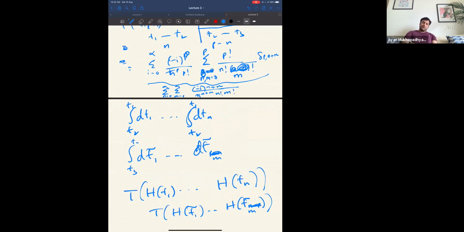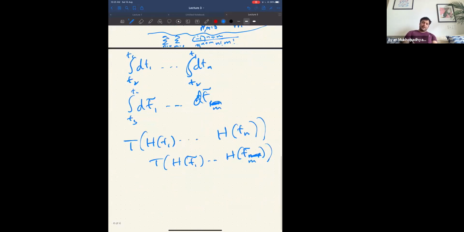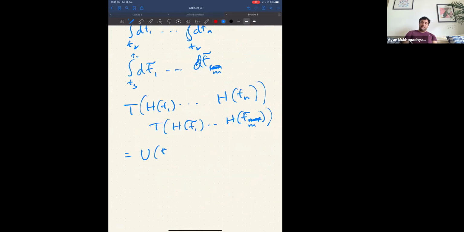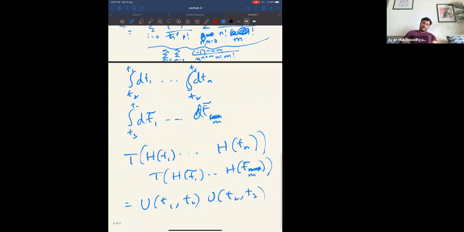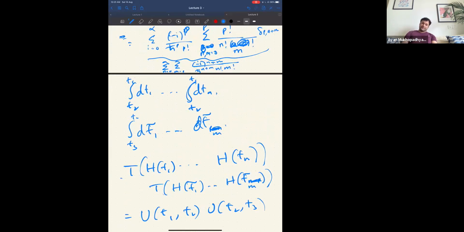And then you see that when you combine these two, this becomes essentially U(t1, t2) and U(t2, t3), because now I can take each of these factors in front of these separate expressions. So you are going to submit this at some point by writing it up clearly in the proof.